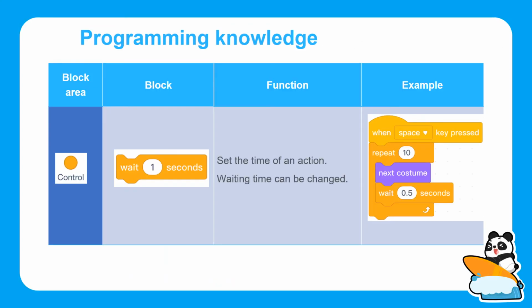Programming knowledge recap. First, we go to the control block area. We select the wait block. This block sets the time of an action. The waiting time can be changed by clicking on the white space and typing in the number of seconds you want.